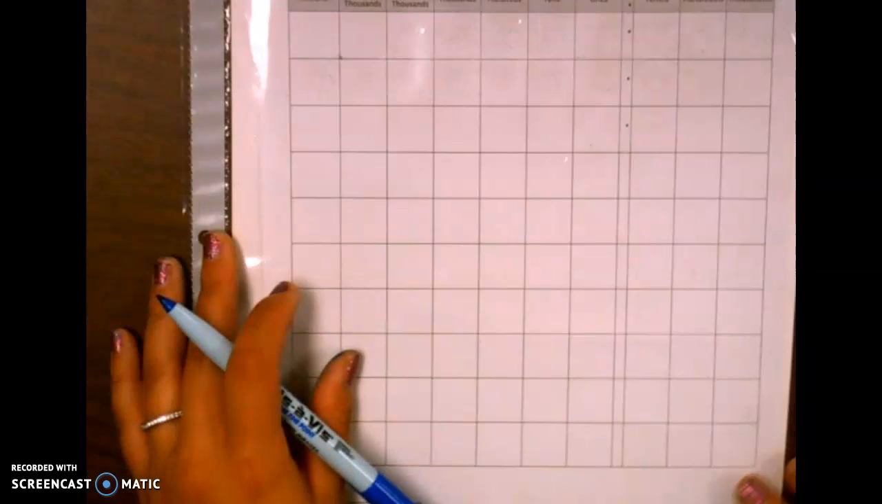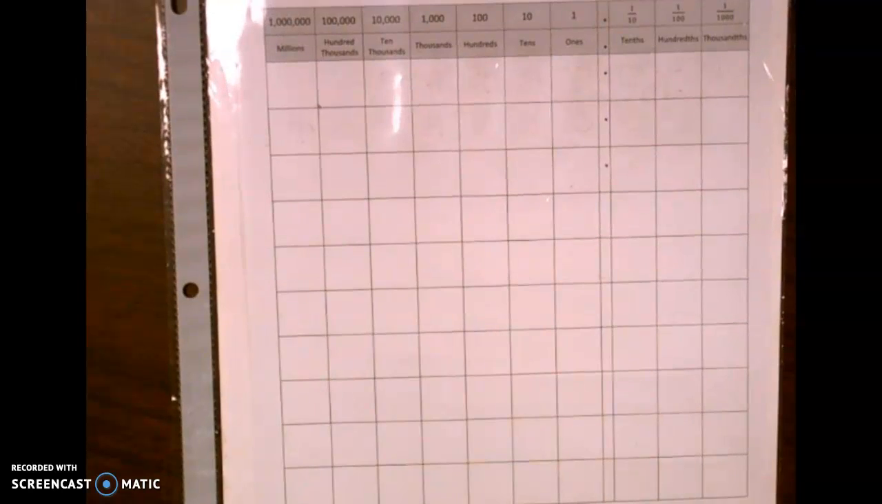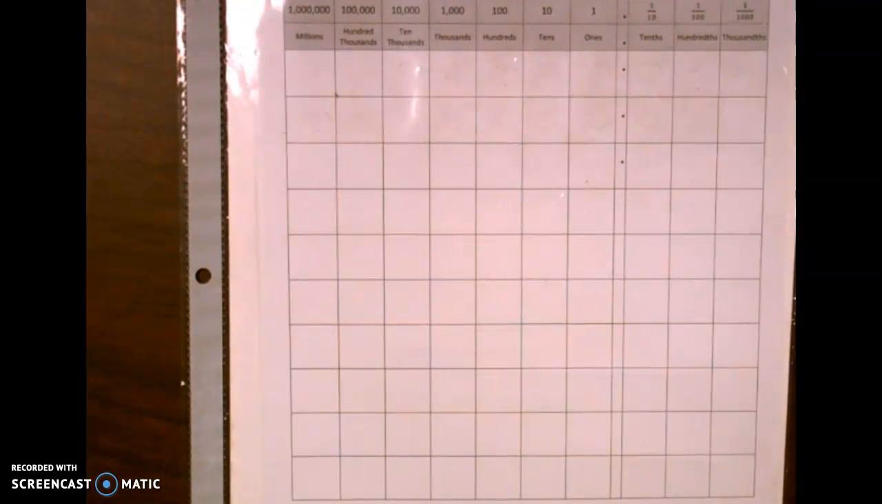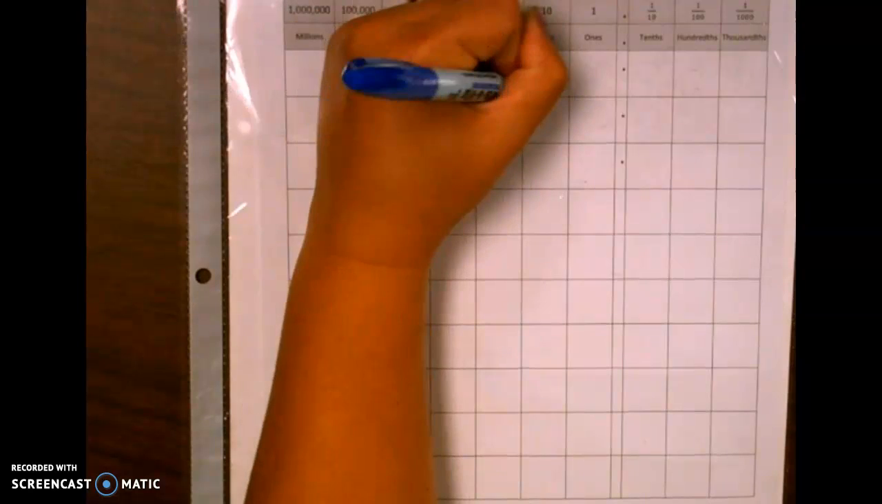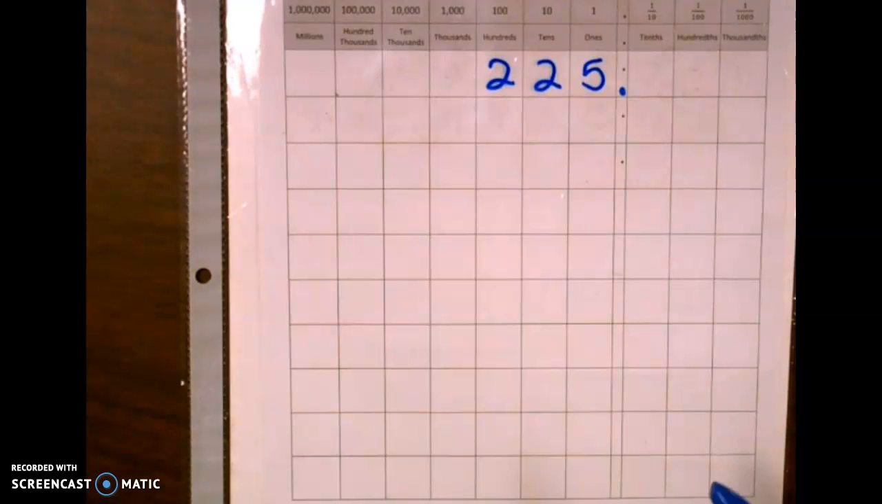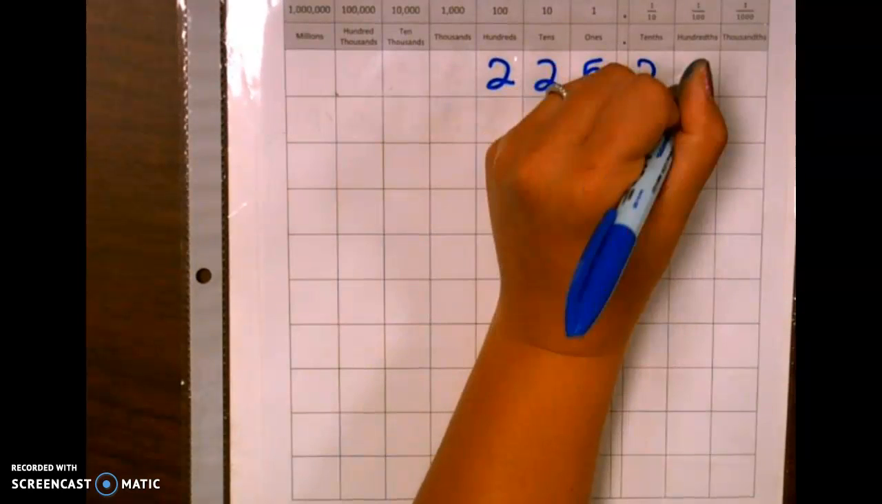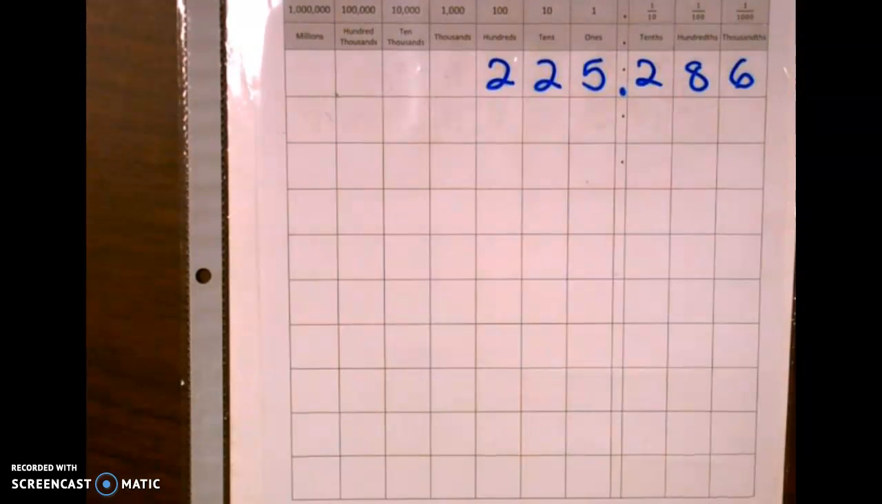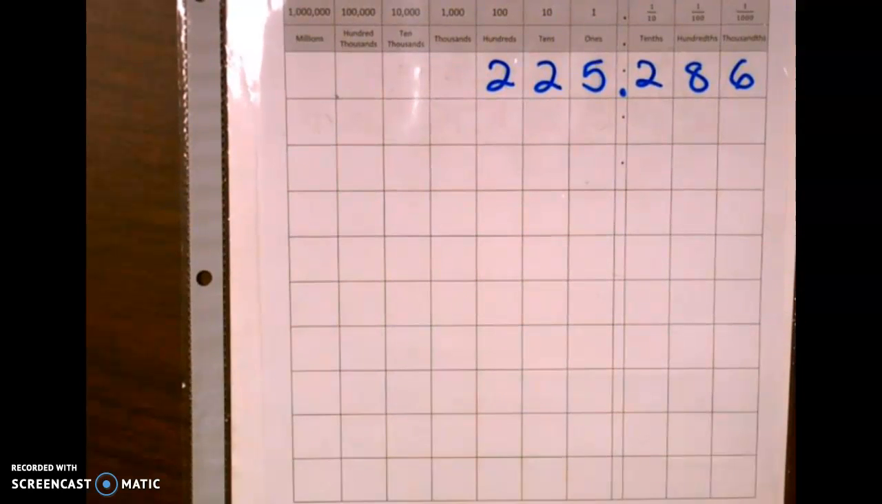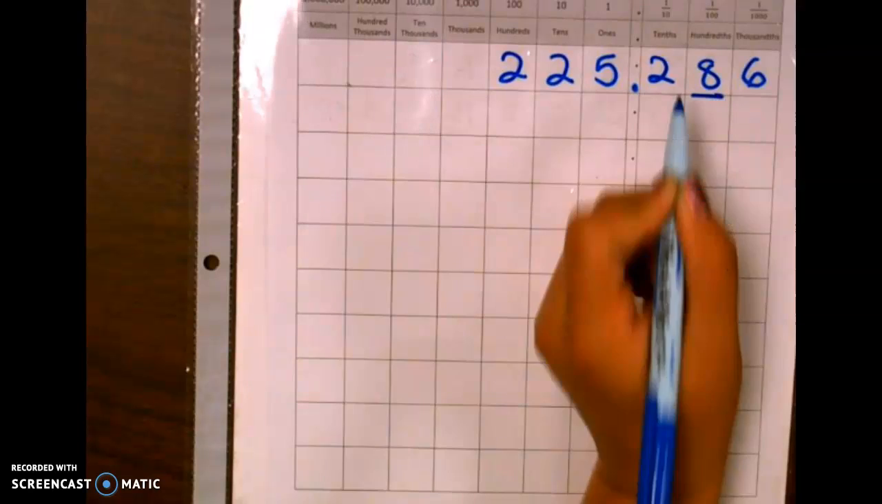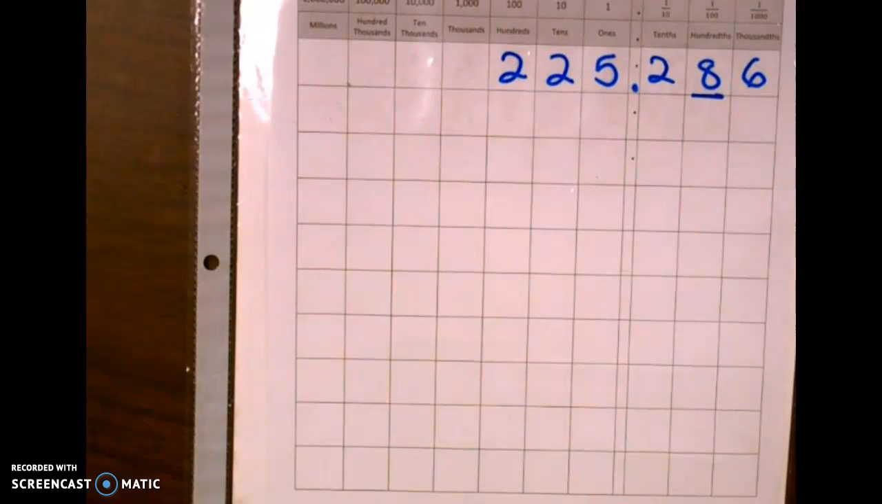I'm going to go ahead and just flip this over. In my place value chart, I'm going to copy what I see: 2, 2, 5, decimal point, 2, 8, 6. The first one they want us to round to is that hundredths place over here. So I'm going to go ahead and underline my hundredths place. And I have a number in my hundredths place. So please make sure that you say that number.